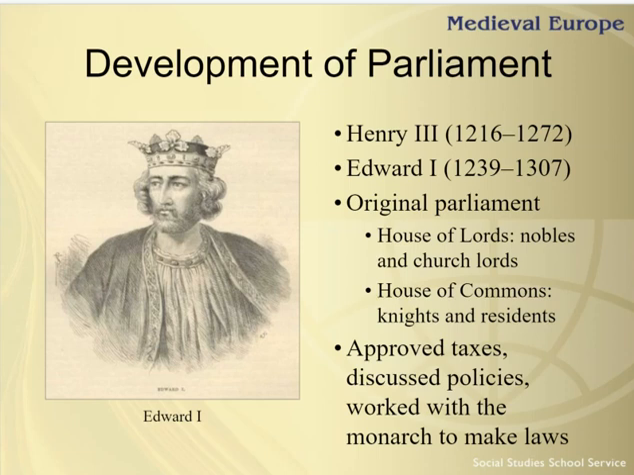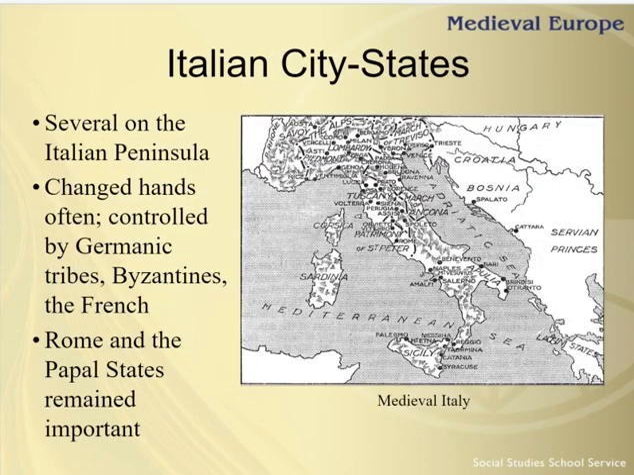This is the system they still have today in England. And it's the system the United States adopted. The Senate is the House of Lords, and the House of Representatives is the House of Commons. They call it a bicameral government, or 2 houses of a lawmaking body.